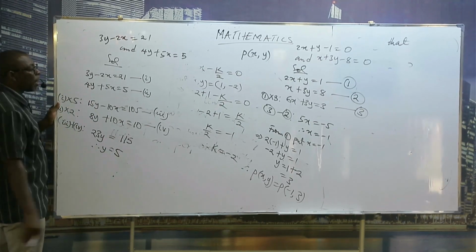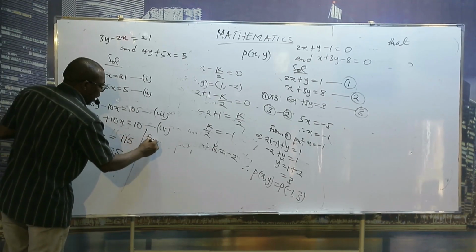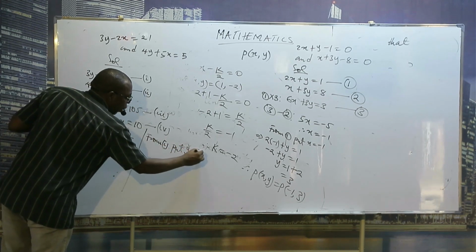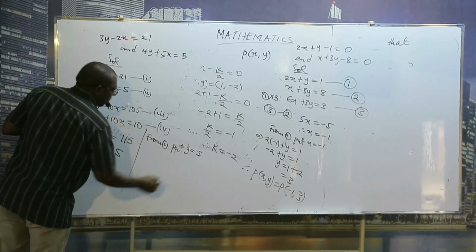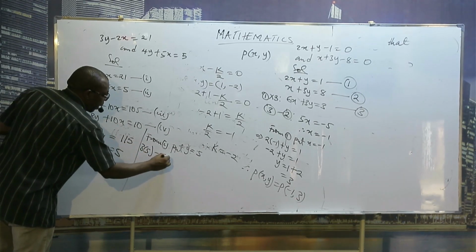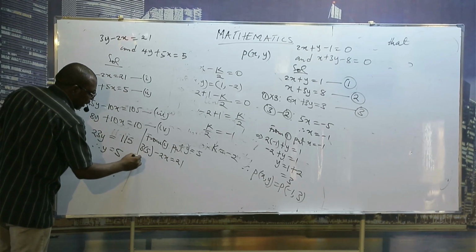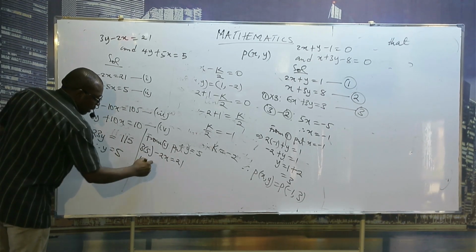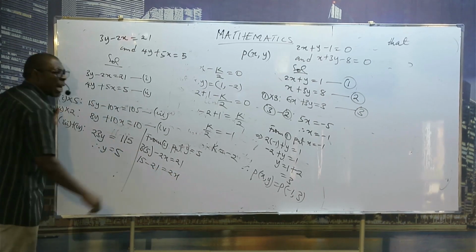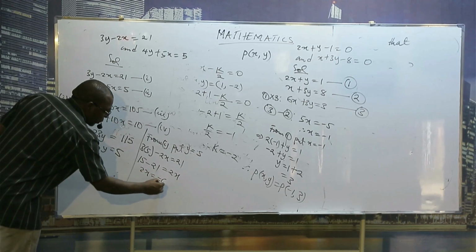This is 5. Then, from equation I, put your y to be 5. Let's put it. 3 into 5 minus 2x equals to who? Collect like terms. This is 15, right? Minus who? Equals to what? Subtract. What are you seeing? Minus 6. 2x is minus 6.